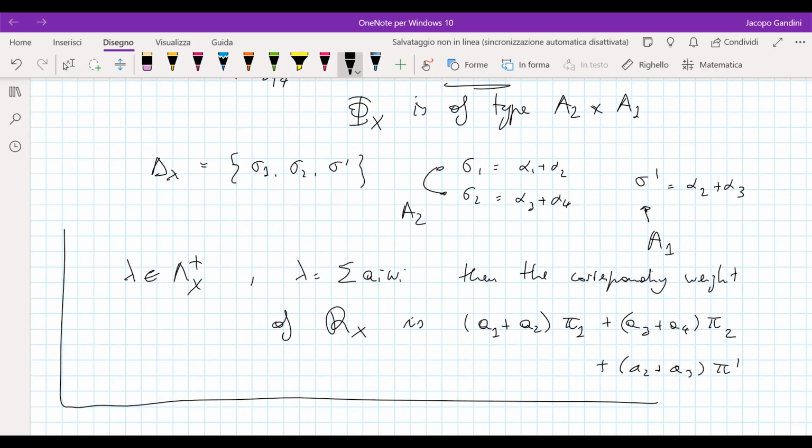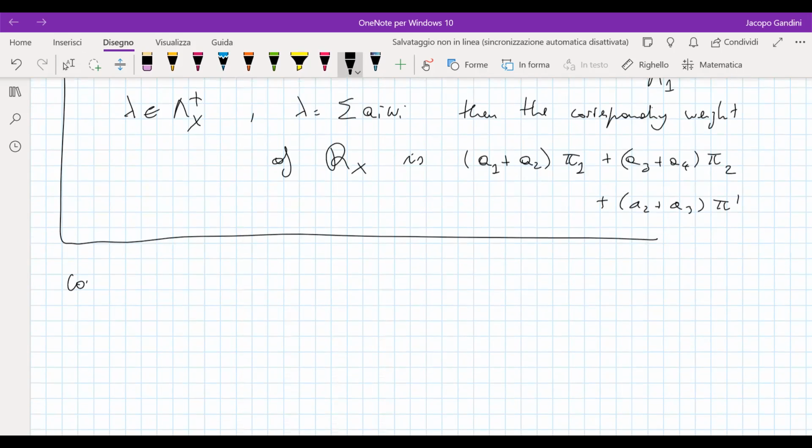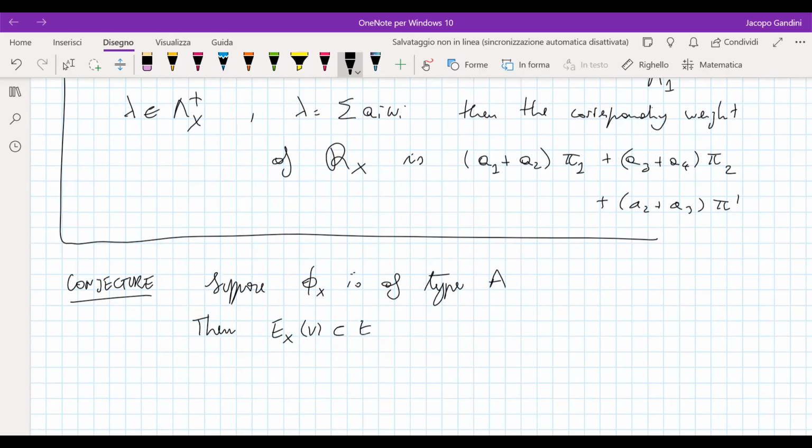Okay, so I can state the conjecture. So suppose that phi x is of type A. And the conjecture is really the same. It's: x nu is contained inside ex lambda times ex mu, if and only if vx lambda tensor vx mu contains vx nu.